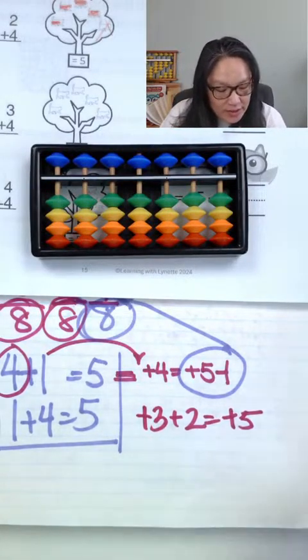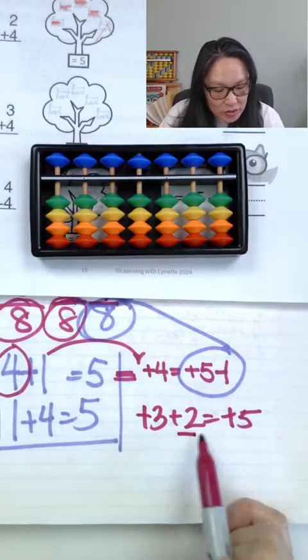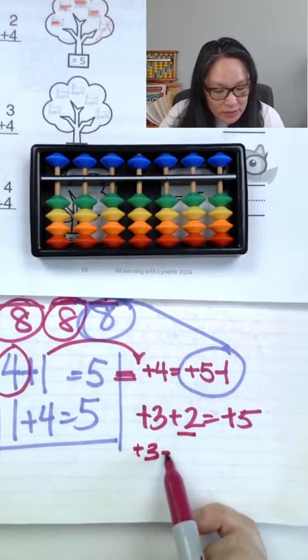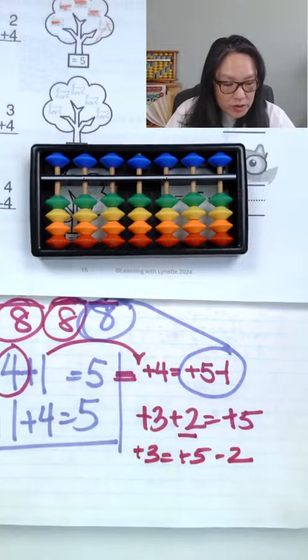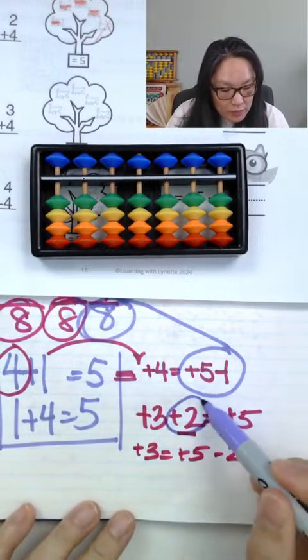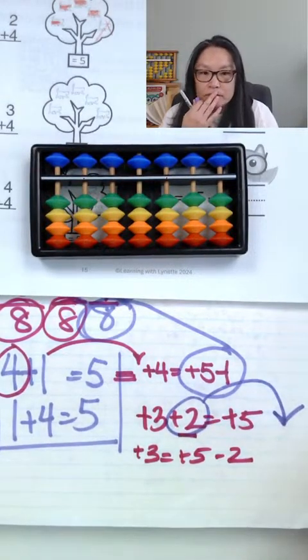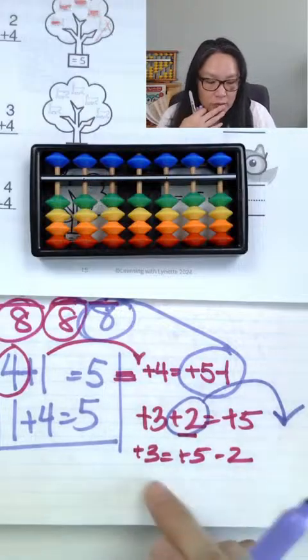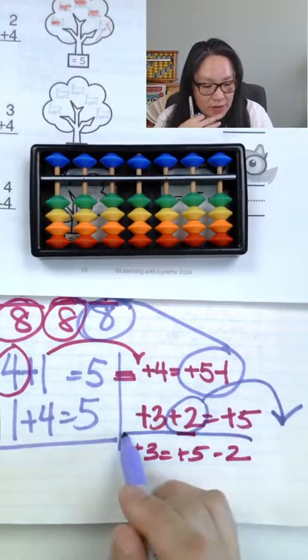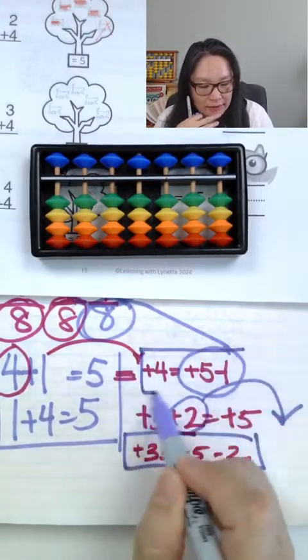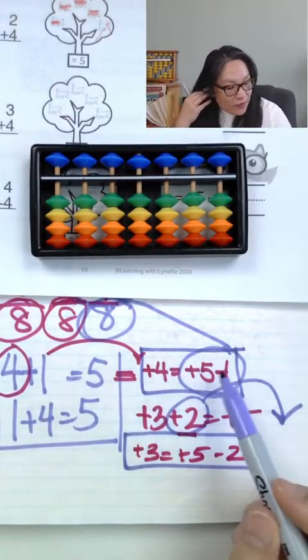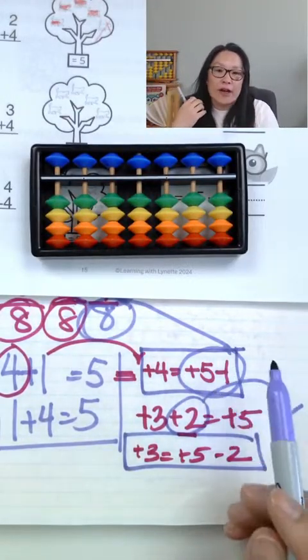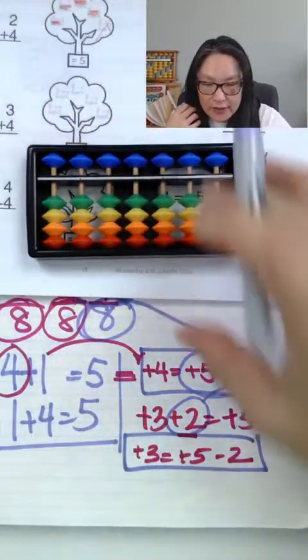So if I wanted to isolate the 2, it will be plus 3 is equal to plus 5 minus 2. Because what we do is we take this 2 and we move it to this side. So we rewrite it, and now this is another formula that everybody needs to memorize. These formulas all have to do with adding the 5. So when we add the 5, it's easy to use.